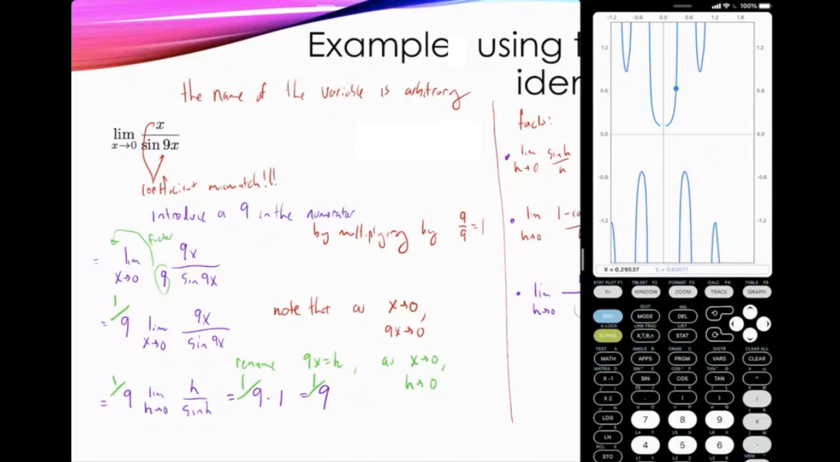So here I made a mistake. I made a mistake because I failed to bring my 9 down into the denominator. And that caused me to get the wrong answer, but I was able to catch it by plotting my function. Do you see the power of the graphing calculator?